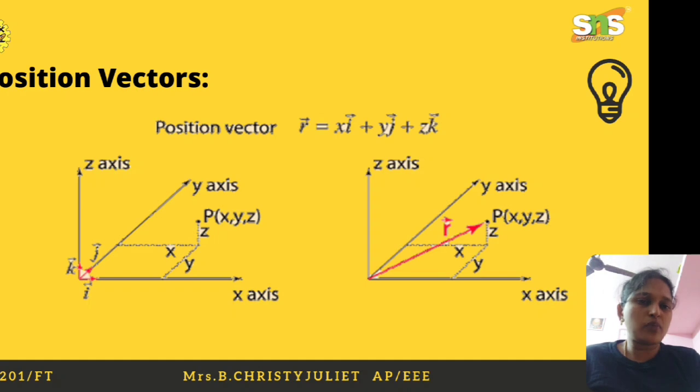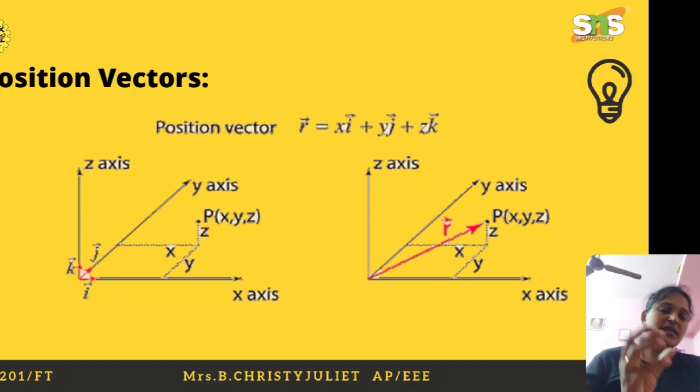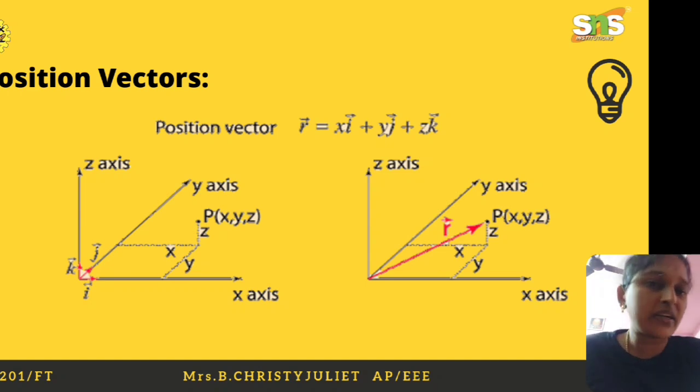If I say a point in the x-y-z axis, it means that it has different positions along with the vector. So r vector is equal to x i plus y j plus z k. So these i, j, k are the unit vectors of these three coordinate axes.